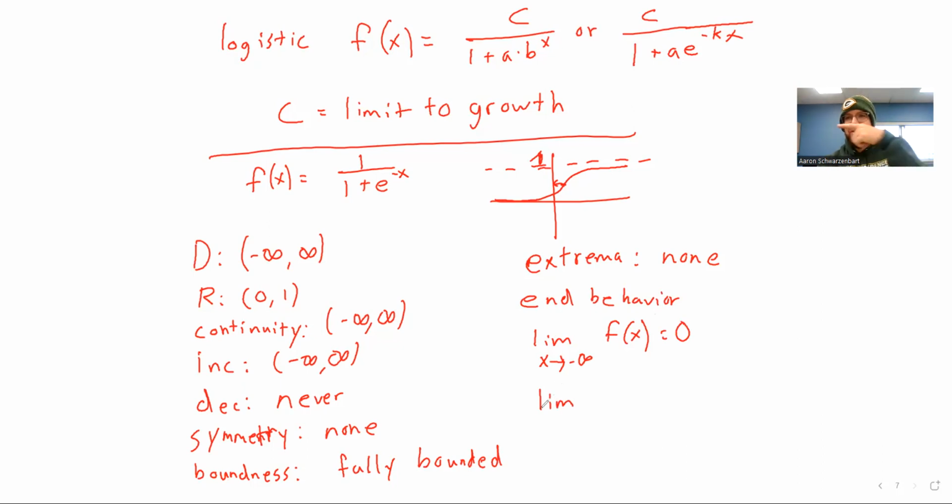As I go way to the right along my graph, my y value is going to the other. Oh, I forgot to put asymptotes in here. It's going to the other asymptote, which is 1. So these are not the same on the logistic function.